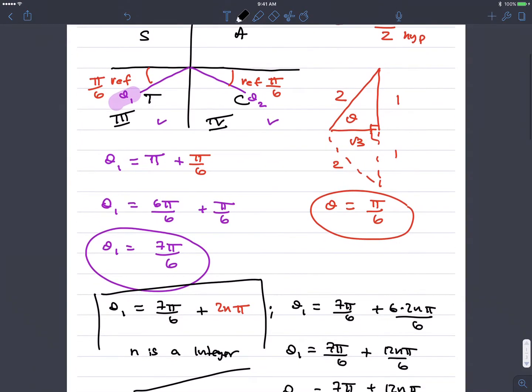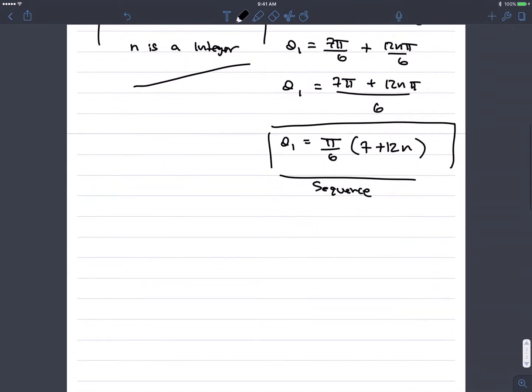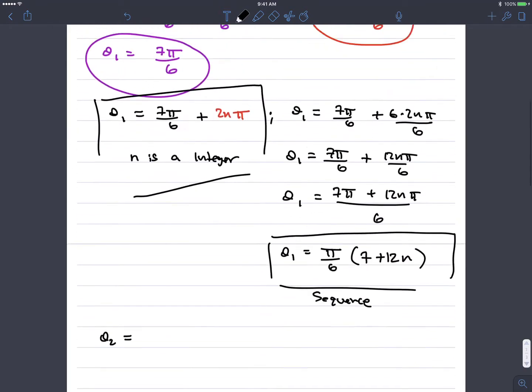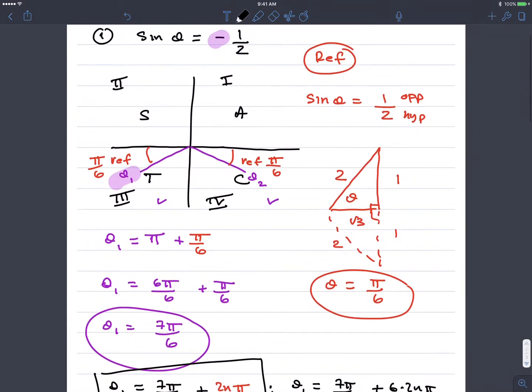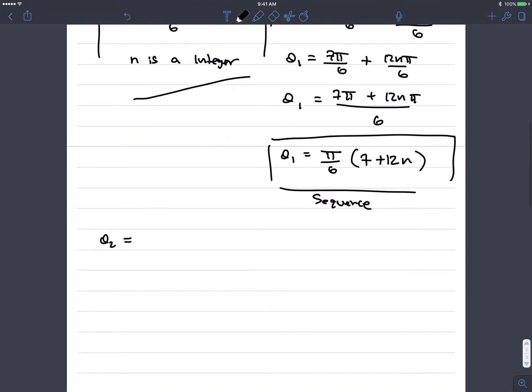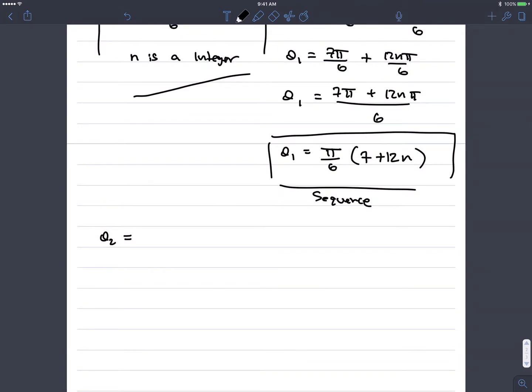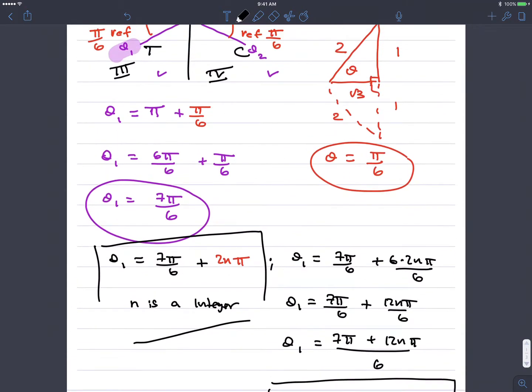So we need the second solution, theta 2. Now theta 2 now is in what quadrant? Right, where's theta 2? It's in quadrant 4, is that right? So how do we find an angle, a quadrant 4 angle when the reference is actually pi over 6. We're going to take now what? 2 pi and subtract what? Pi over 6. Is that true?